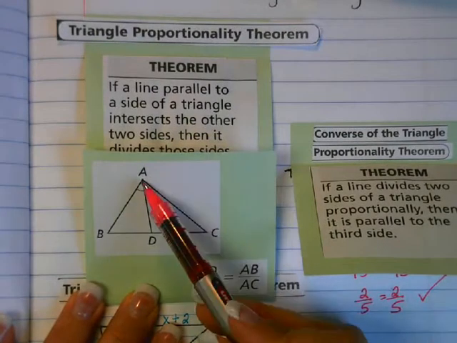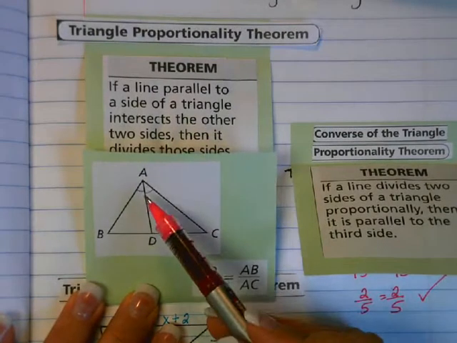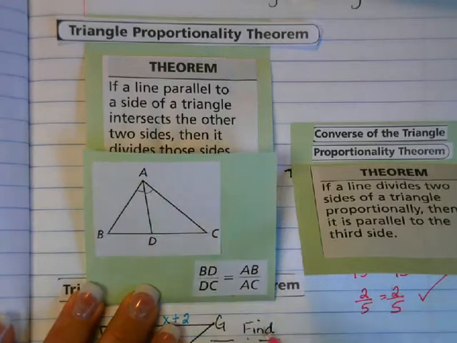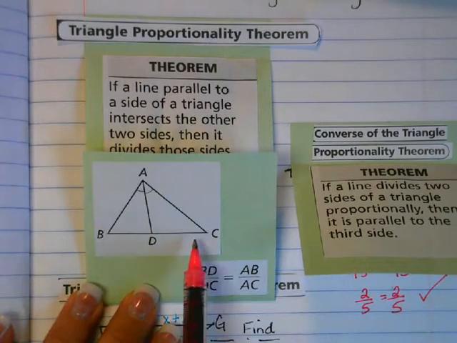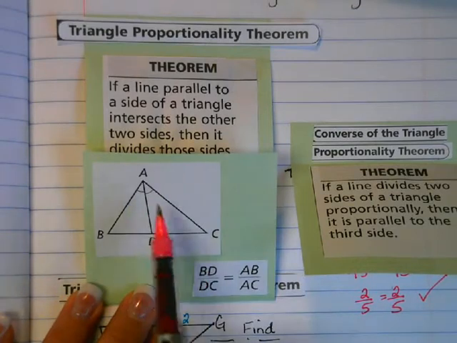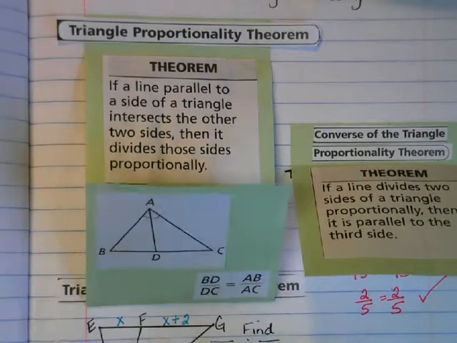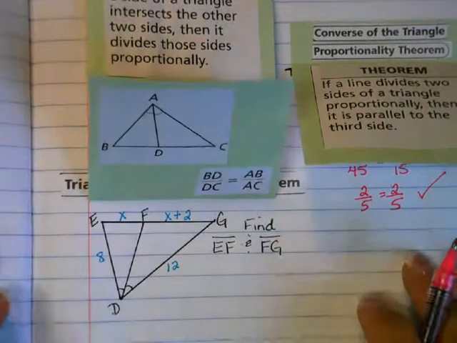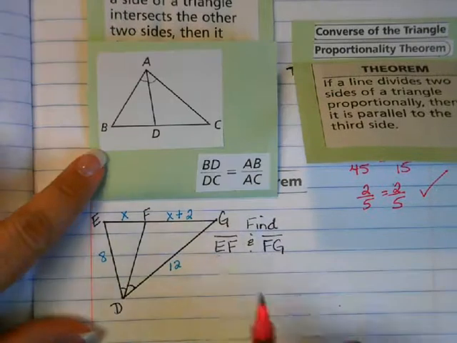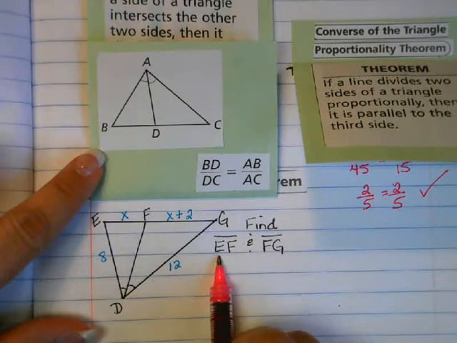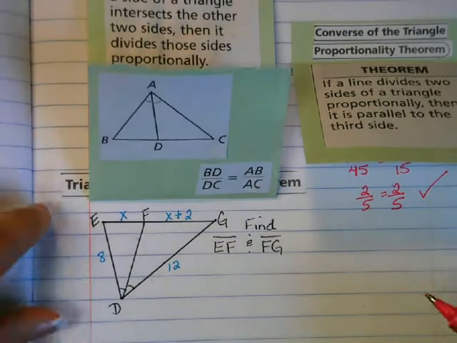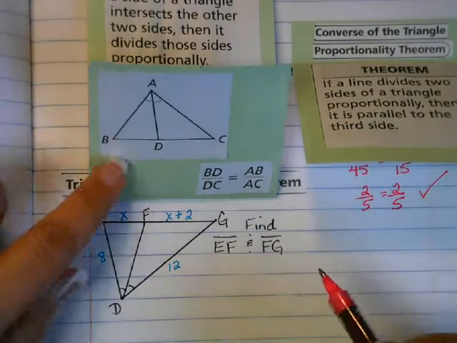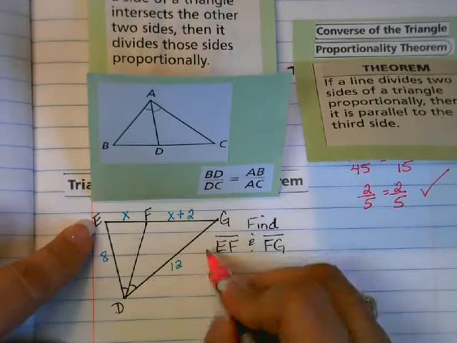All right, this is the diagram description. Once again, it's showing you a triangle with an angle bisector. This angle's been bisected, and since that's the case, now we know that BD to DC is the same proportion as AB to AC. Let's see this example. Right here, they're asking us to find the lengths of EF and FG.